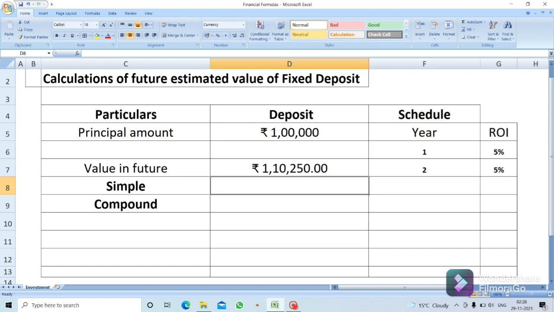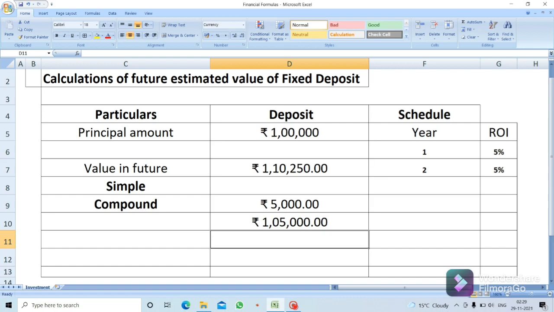Had it been simple interest, my value in future would have been a little less, but since that is a compounding rate of interest, my amount is a little higher. We can understand with an example. For the first year, 1 lakh was my initial deposit and the rate of interest was 5%. So 5,000 I earned in my first year. Then my total value became 1 lakh plus 5,000, that is 1,05,000 rupees.